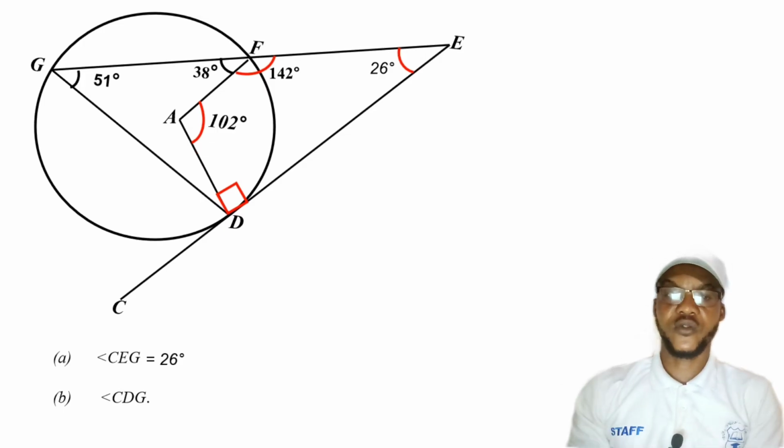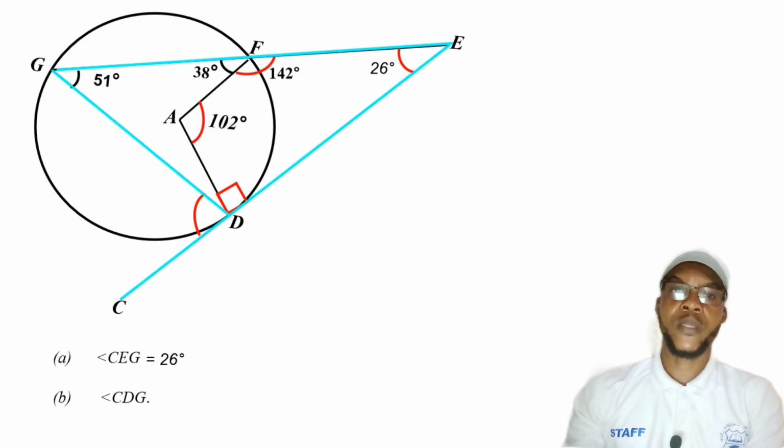Now let's move on to B, where we are asked to find the angle CDG. Let's identify CDG. Yes, this is the particular angle we are talking about. Let's also identify which property applies here. If we have this line and this line joined together, you realize that for this shape, GDE is a triangle. And then if we extend D to C, there's a line there.